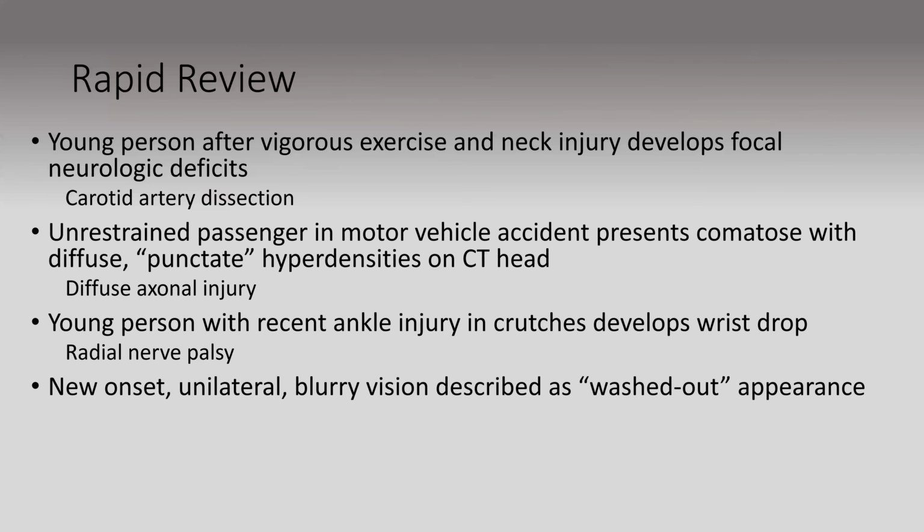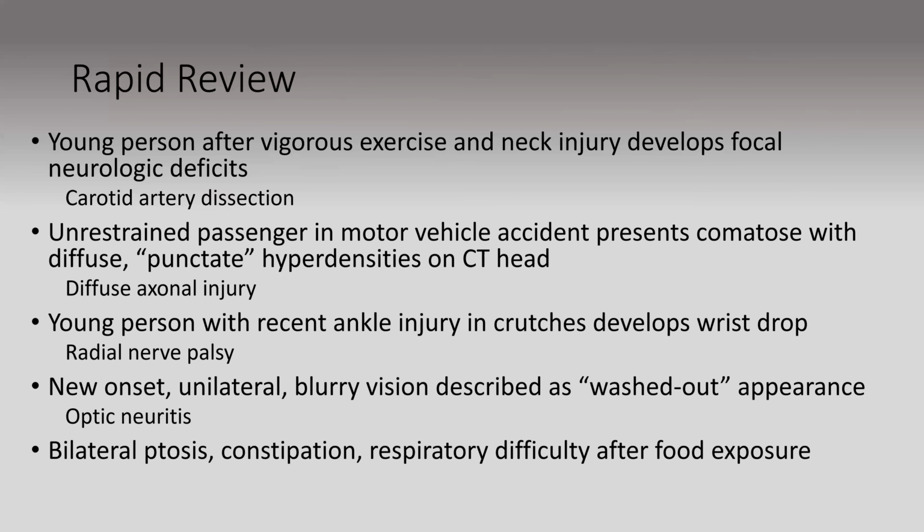Next, we have new onset, unilateral, blurry vision, and it's described as washed out. So the colors and things appear washed out. So this is optic neuritis, and not necessarily in real life, but on exams, always think of multiple sclerosis when you see optic neuritis. So this is classic. It's blurry vision, it may be painful, and it's washed out.